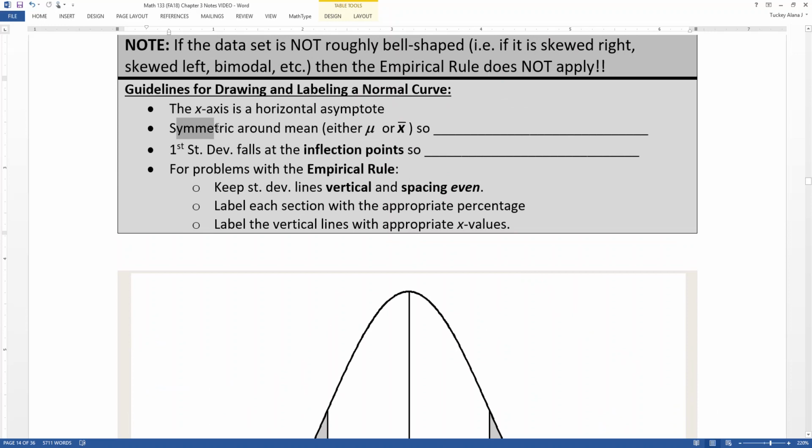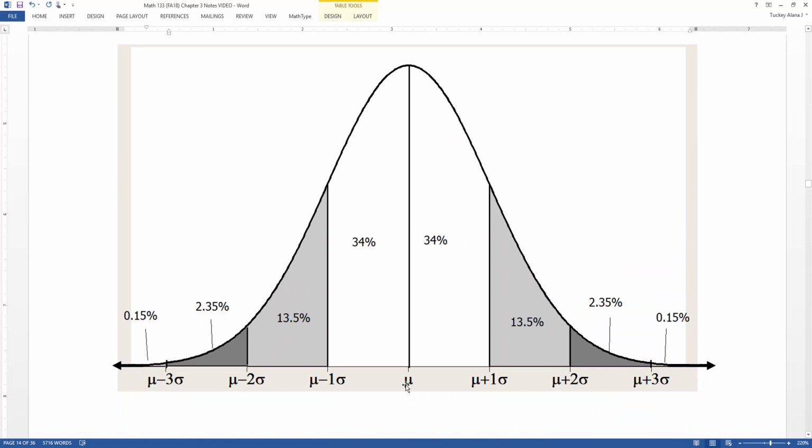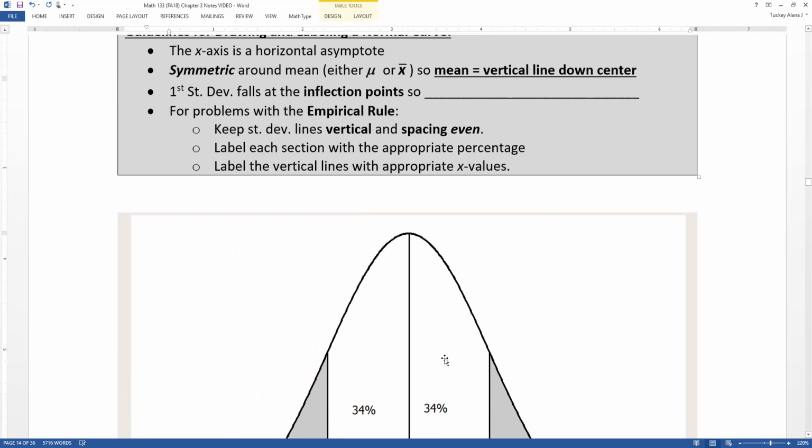The graph is symmetric, which I already said. It's symmetric, meaning even mirror images on either side of the mean. So the mean is actually a center line and it's symmetric on either side of that. That means that the mean will be the vertical line down the center. Now, this particular example here, I've given you mu, but keep in mind it could also be x bar. It kind of doesn't matter. So either you're working with a population, so it'd be mu's and sigmas, or you're working with a sample, it'd be x bars and s's. But the theory still holds.